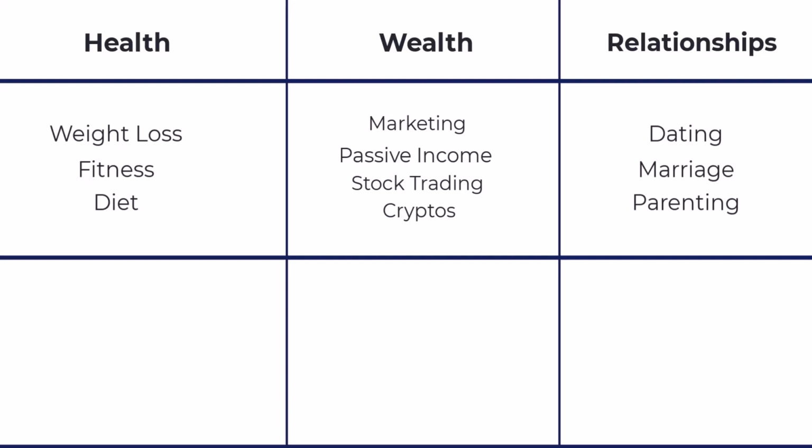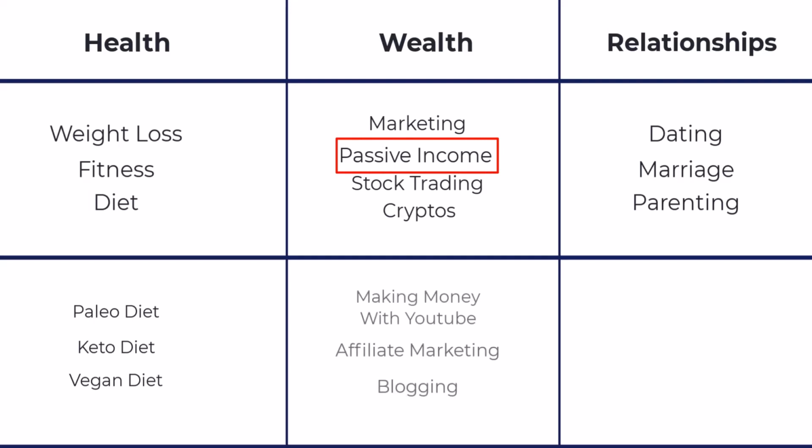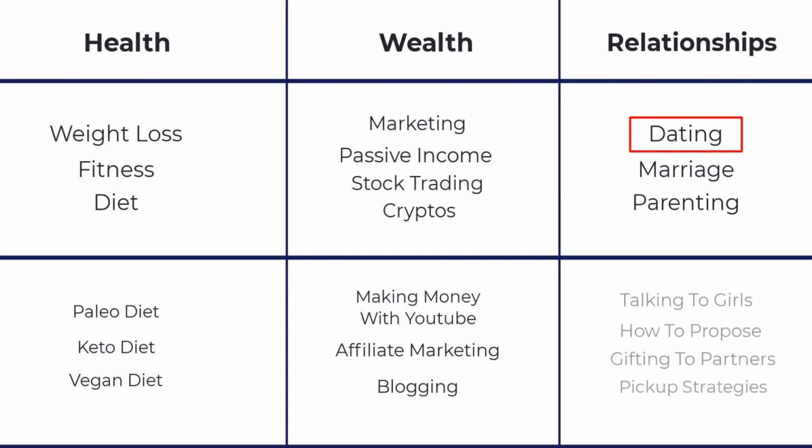We can go even deeper and niche down further to get into something specific. For example, in health, let's say we pick diet. It can be narrowed down to paleo diet, keto diet, vegan diet, etc. In wealth, if you pick the passive income category, it can be making money with YouTube, affiliate marketing, passive income with blogging, and so on. In relationships, if we pick dating, for example, we can narrow it down to how to talk to girls, how to propose, gifting to partners, pickup strategies, and so on. I think you got the idea now.